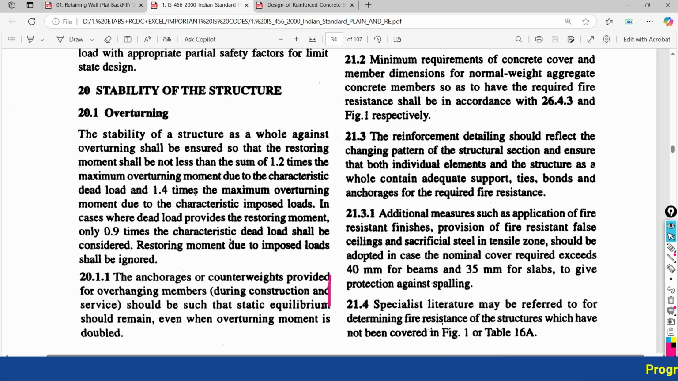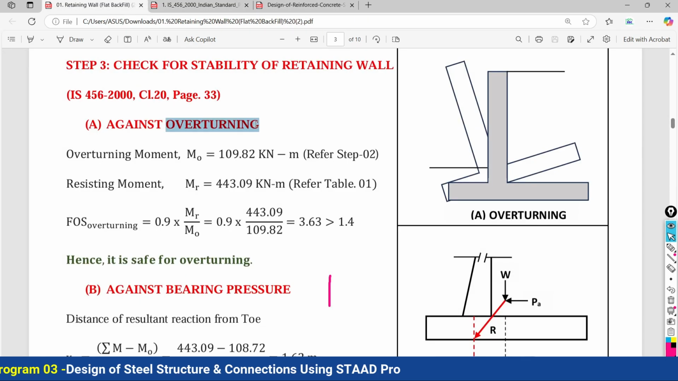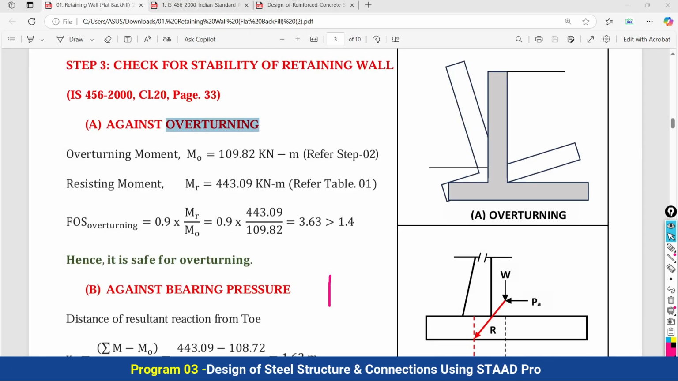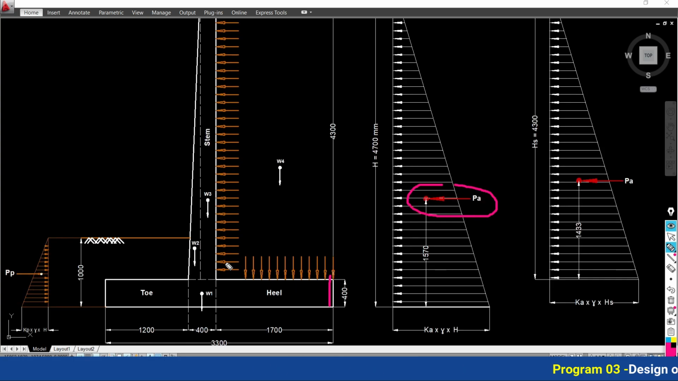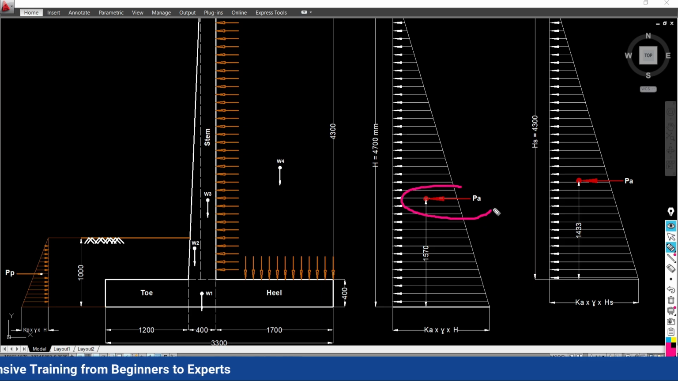So when you look at your code, it recommends ensuring the stability of your retaining wall. So basically the first stability check we are going to perform is overturning. As we have seen, our retaining wall is going to be subjected to the lateral load, and also to the gravitational load. So two things will happen: the lateral load causes instability in your retaining wall.